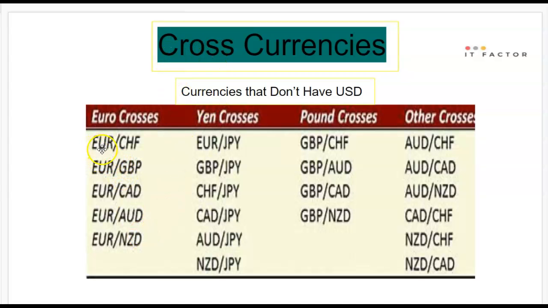So you have EUR CHF, which is euro US dollar. I'm sorry, euro and Swiss franc. And you got euro and Great Britain pound. You got euro and Canadian dollar. You got euro and Australian dollar. You got euro and New Zealand dollar, and they go on and on. So just these for reminders so you know which one are which.